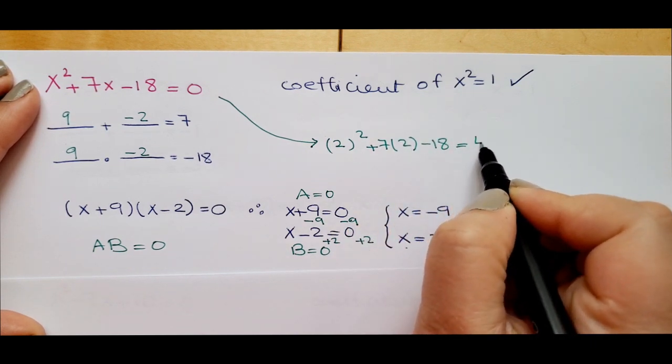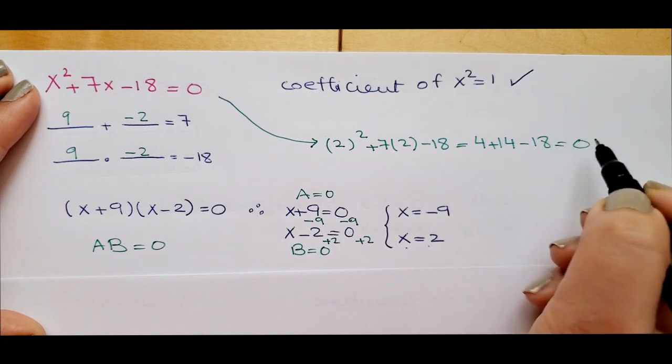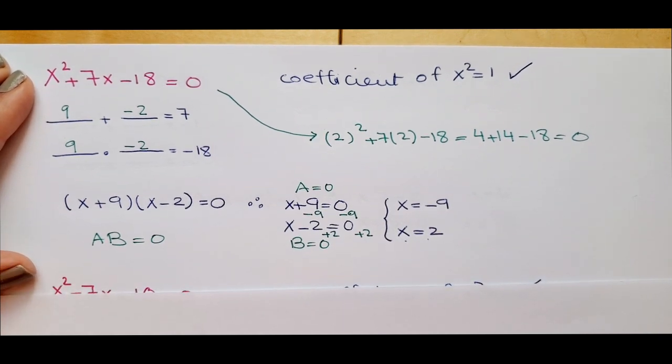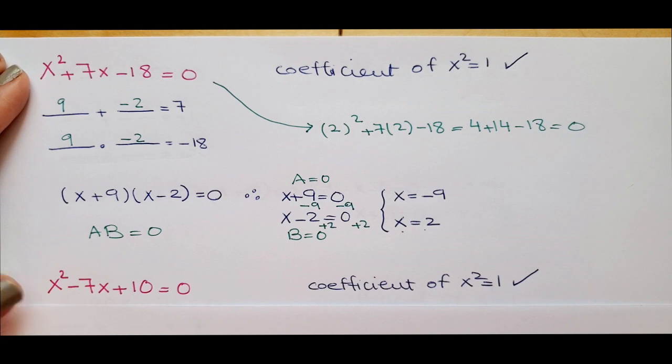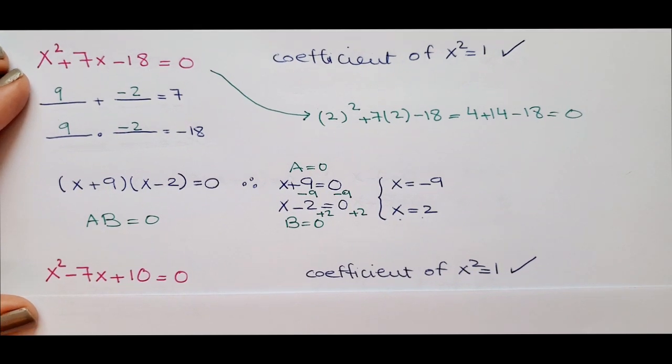That would be 4 plus 14 minus 18. As you can see, the answer is 0, so that means you got the correct root. And I always advise you to check back your answer, substitute it back and make sure you got the right answer. The fourth equation would be x squared minus 7x plus 10.